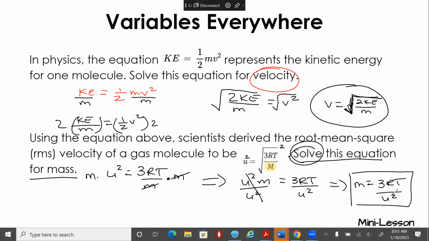So you have to make sure that you do it in the correct order. Like for instance, we had this square root. We squared both sides in order to get rid of that. Okay, I'll give you a second to finish writing.